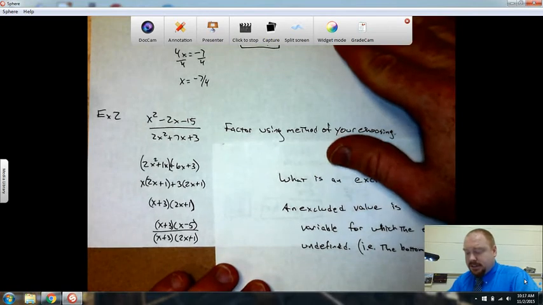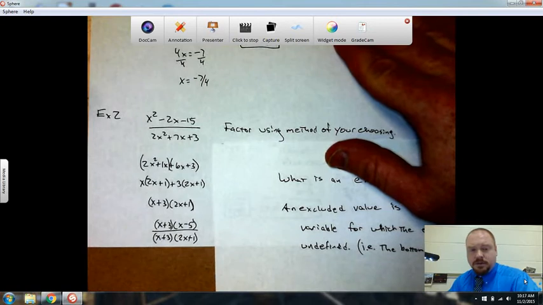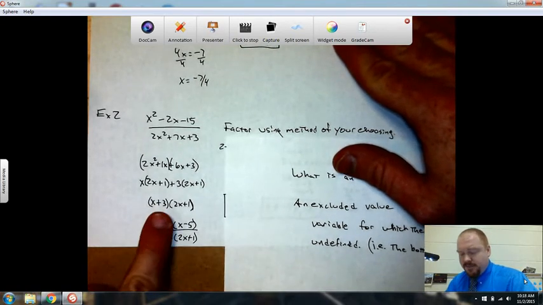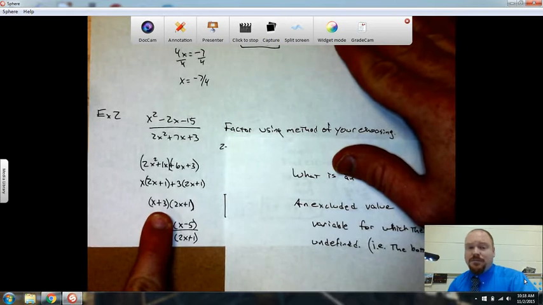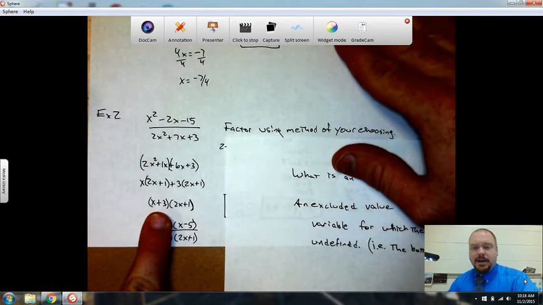Now, to simplify this, I could just cancel out the x plus 3's. So my simplified expression is x minus 5 over 2x plus 1. That's all there is to the simplifying process. Now, some will be more difficult to factor, but that's the general idea.